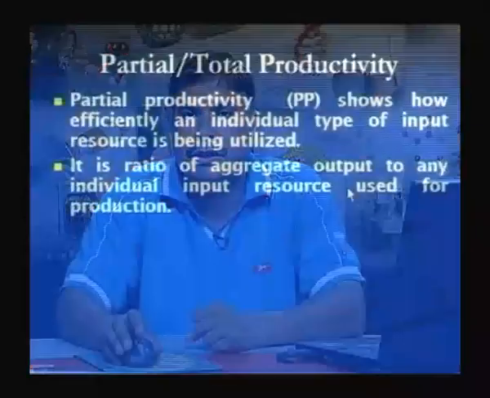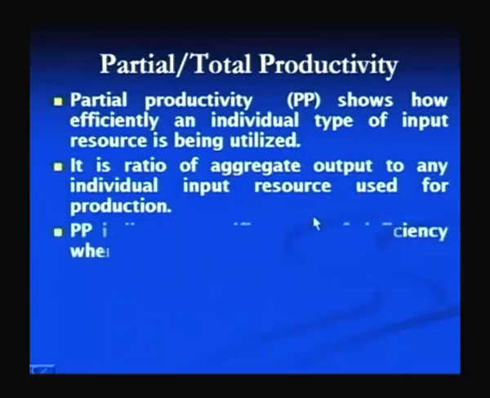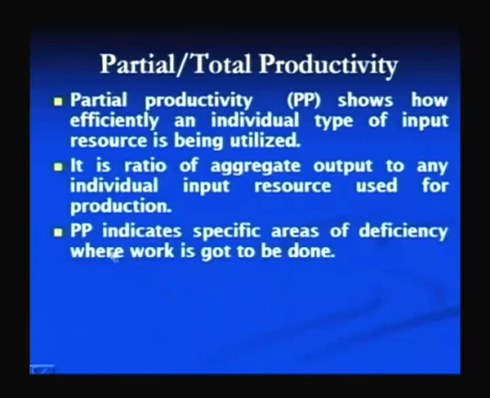So, which type of partial productivity we should measure depends again on the type of the organization and which type of resource is more important for that particular organization. Partial productivity is the ratio of aggregate output to any individual input resource being used for that particular production, and it indicates whether a specific input resource is being utilized effectively or very poorly. If there are deficiencies, those are highlighted by partial productivity, and if deficiencies have been identified in the utilization of a specific type of resource, then that can be corrected, or steps can be taken to rectify the problem in specific areas, so that overall productivity of the organization can be increased.